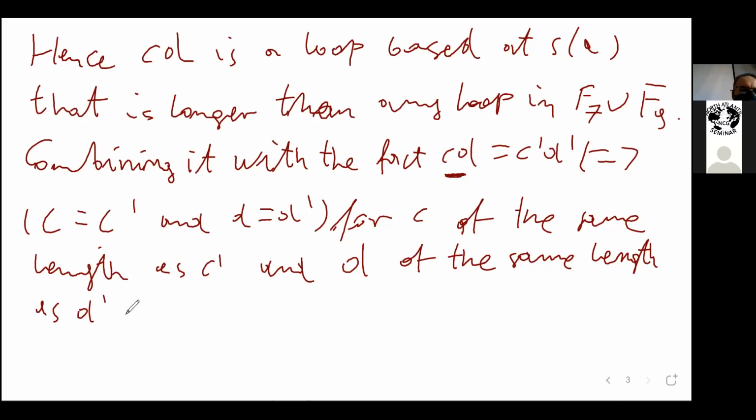Combining, we obtained a desired contradiction.